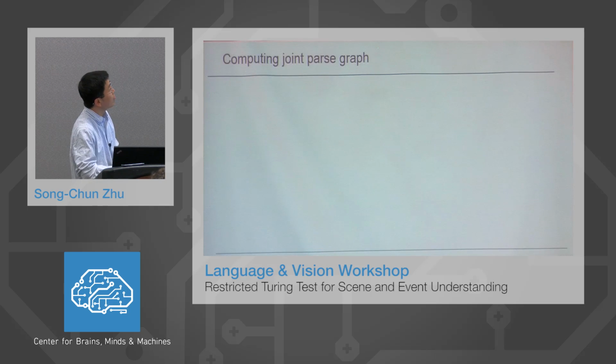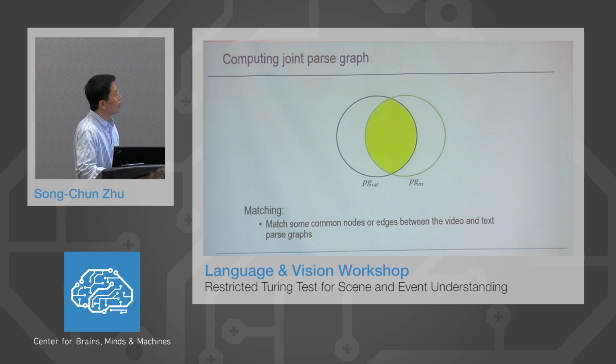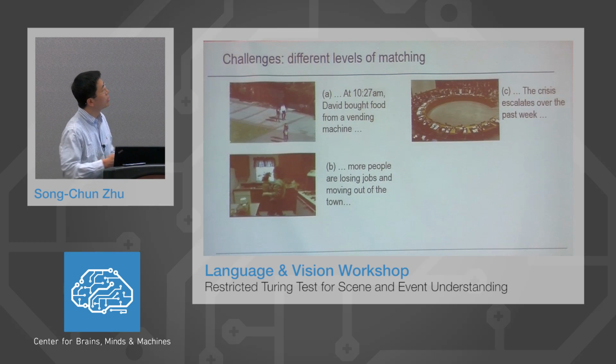Okay. So when we compute, if you have this parse graph PG, let's say, for the visual part, and then you have one for the text language part. And then the first thing is that we want to find the common aspects, which could be very challenging because that depends on the tasks that we're working on. Let me just show you that. These are the 3 levels of complexity.